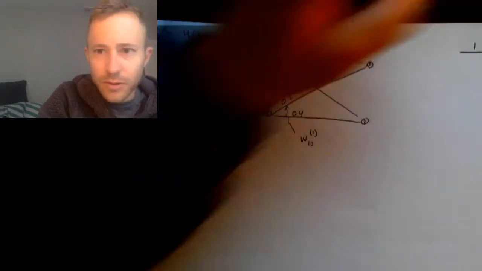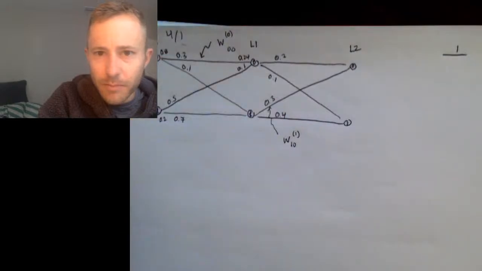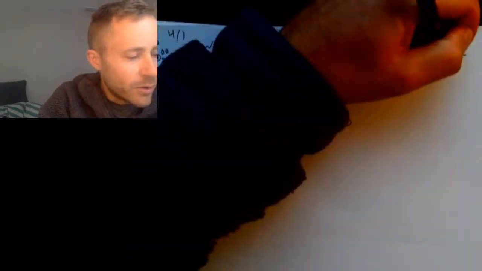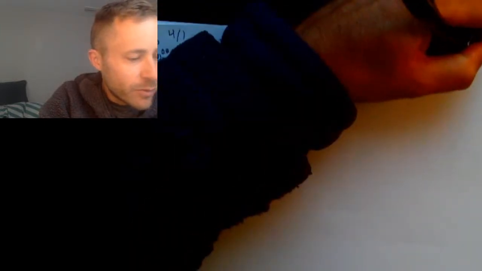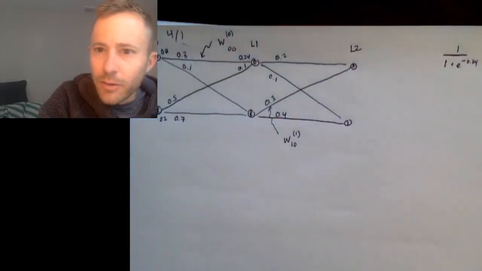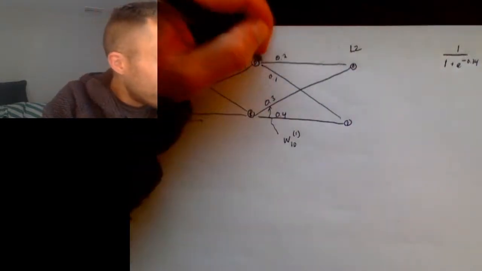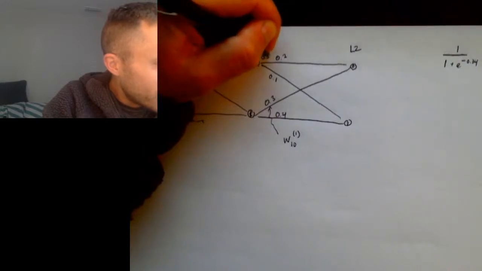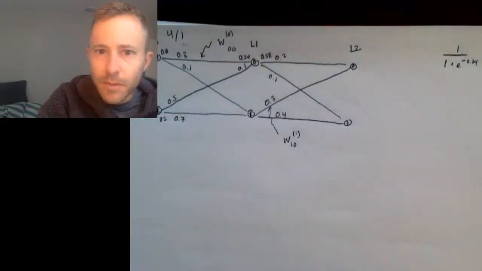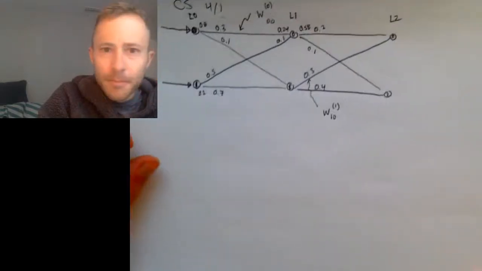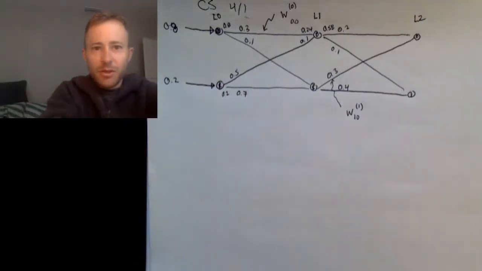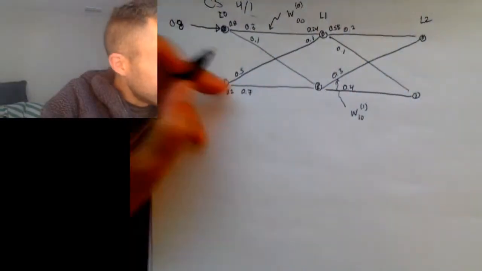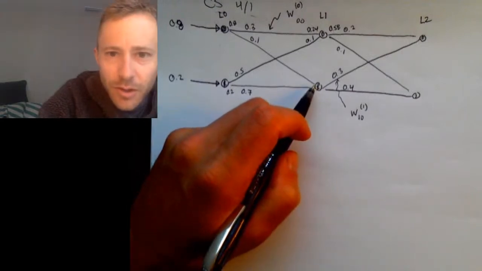Now what I do is I apply the sigmoid function to that to get the output of that neuron. So 1 over 1 plus e to the negative 0.34. And when you do that, you get an output of 0.58. I already have this written down on another piece of paper because I wanted to double check my math before proceeding.